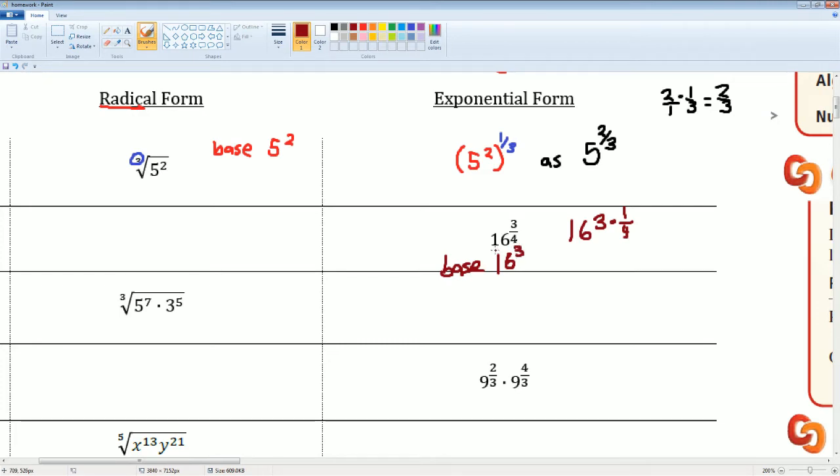Multiply by 1/4. Okay, so here again, we can just write the radical. And the base here was 16 to the power 3. So 16 to the power 3, and it's 1/4. So we put the 4 right there. Okay.